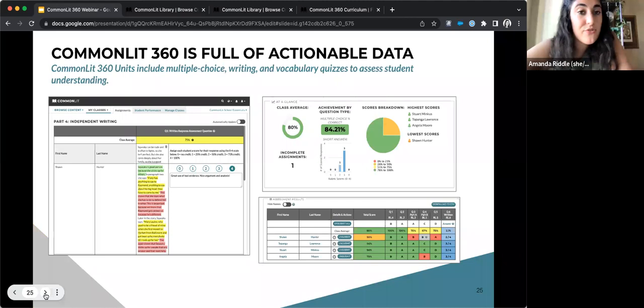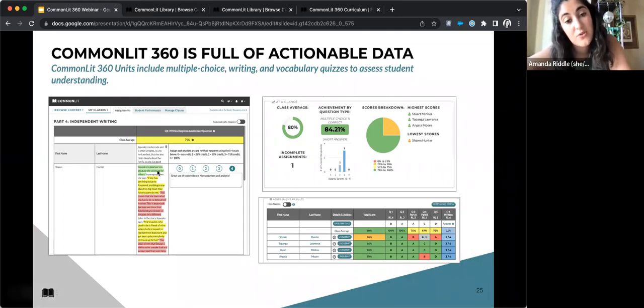And CommonLit 360 is full of opportunities for actionable data. It's not just in our writing lessons or even just in our reading lessons either. You'll be able to respond to students' free responses. You'll be able to see their responses for all of the standards aligned questions at the bottom, and then also at the end of the text, and then also at a glance data.